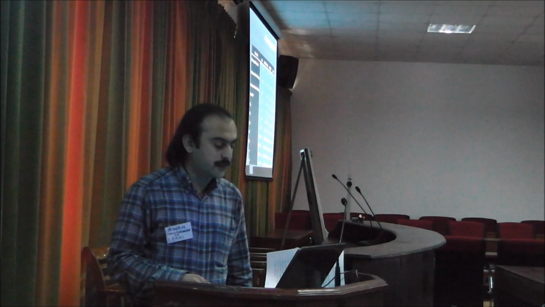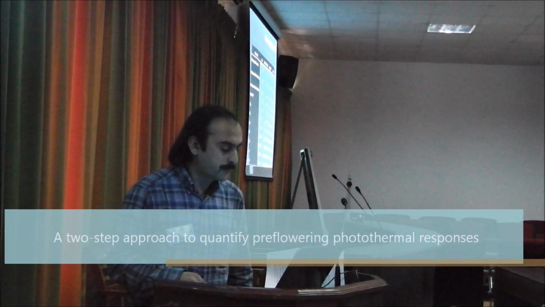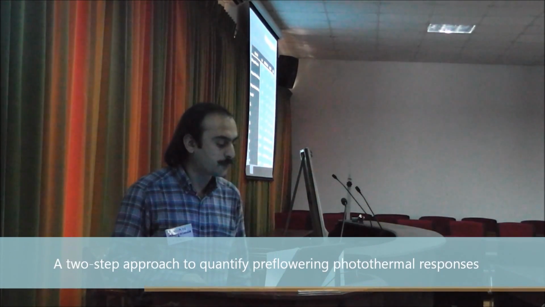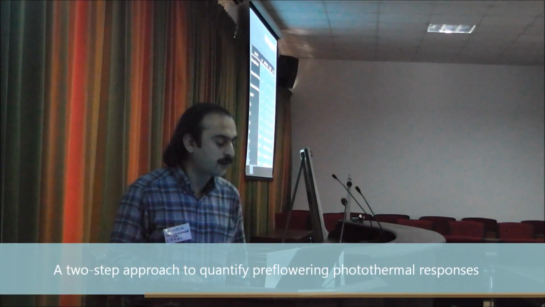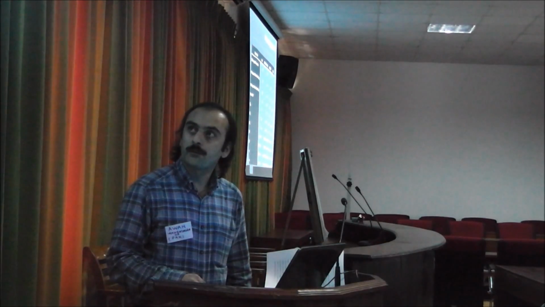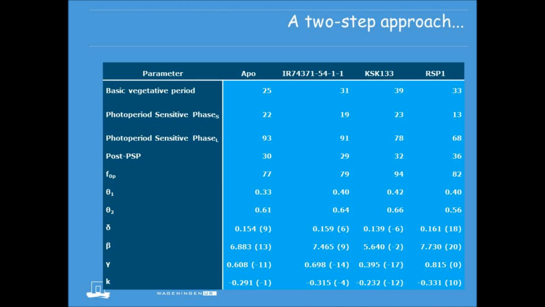Basic vegetative period, that is when plants are still insensitive to photoperiod, photoperiod sensitive phase under short day and long day conditions, and post photoperiod sensitive phase. So from the length of these 3 successive phases, we calculated the FOP, that is the minimum number of days to flowering at optimum photoperiod of 10 hours, theta 1 and theta 2, that are the start and end of the photoperiod responsive period.